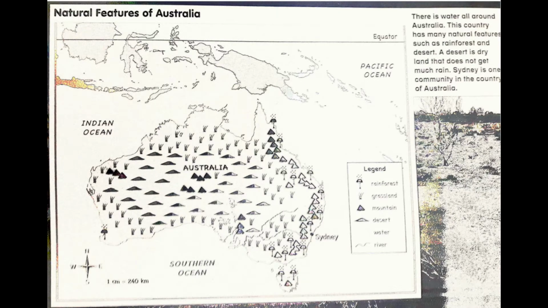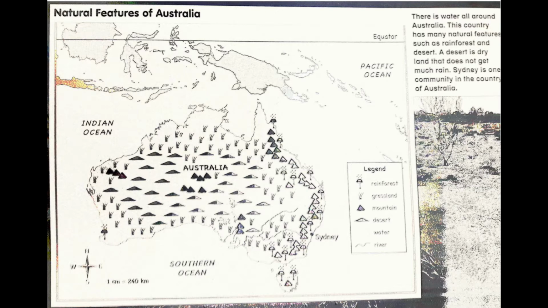I do apologize for the image not being the greatest, but we're going to work with what we have. So here it shows a map and it shows the natural features of Australia. So we can see in our legend we have a rainforest, grassland, mountain, desert, water, and river. So at any point in this video, please pause so you can take a peek of where everything is based on the map and the legend.